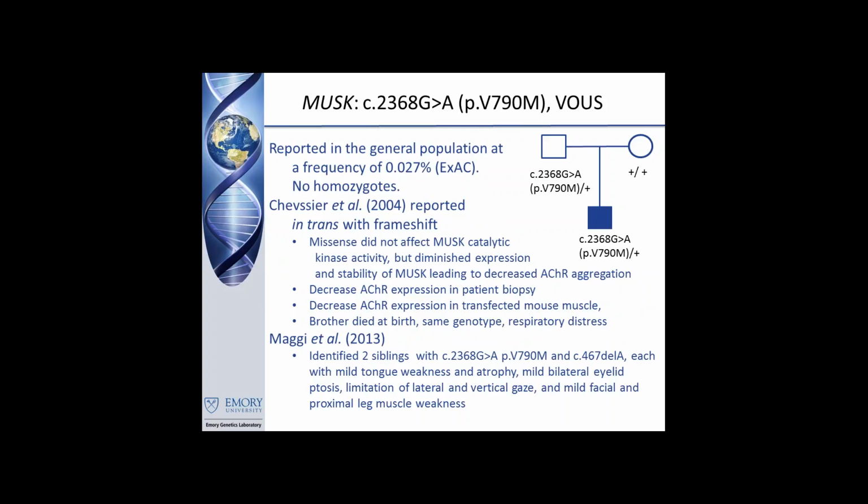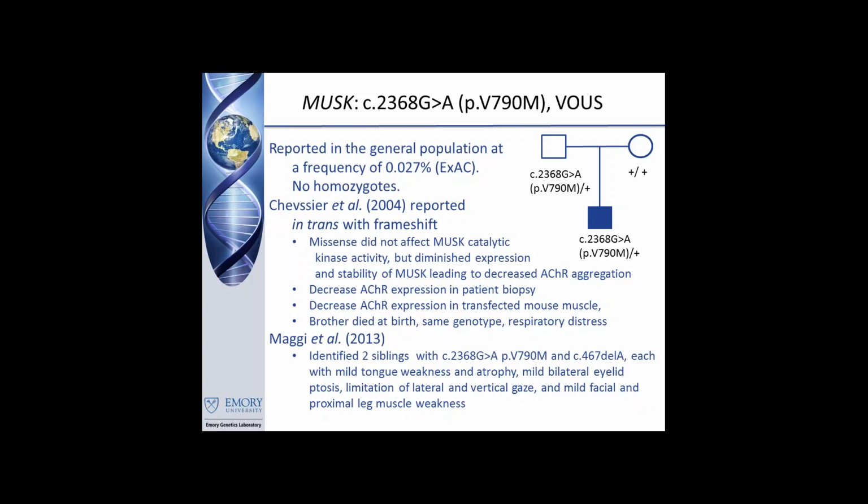For this particular variant, it was classified as a variant of unknown significance. It had been reported in the general population, but was at a fairly low frequency. It had been reported twice in the literature. Once it was reported in trans with a frame shift, and they were able to do some functional studies as well. So they showed that this particular variant didn't affect the catalytic kinase activity, but it did show some diminished expression, which led to downstream effects like decreased acetylcholine receptor aggregation. And they also did expression studies in both the patient biopsy and a transfected mouse muscle.